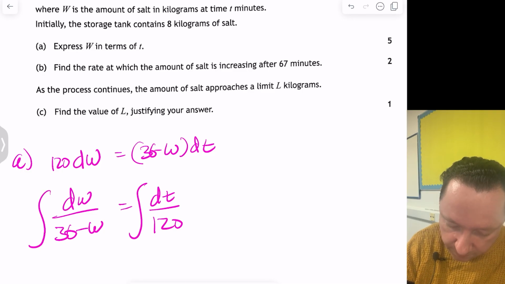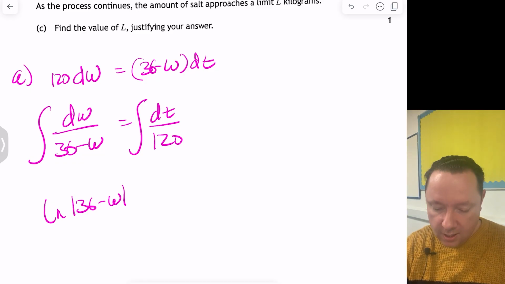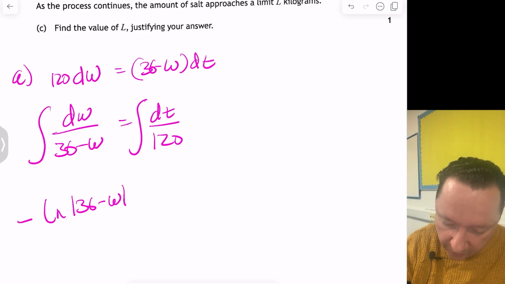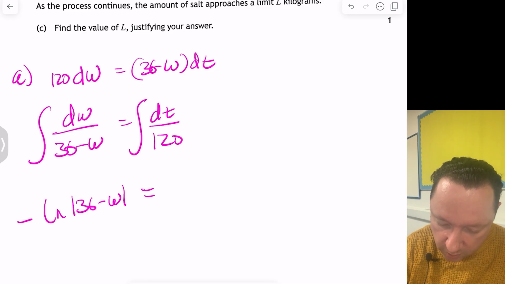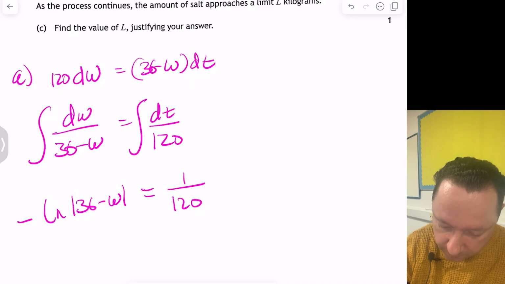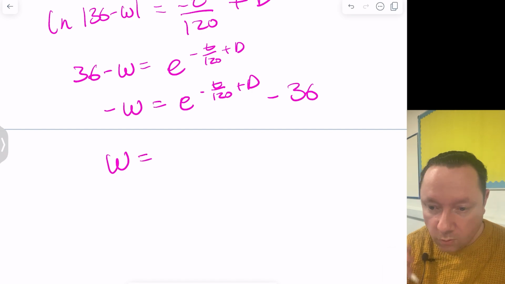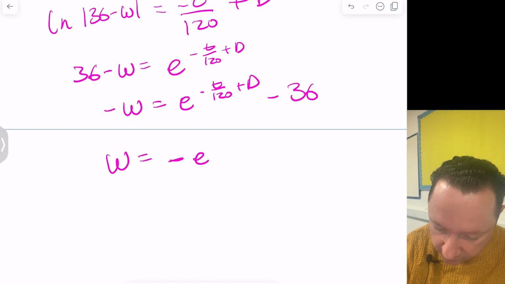Integrate both sides in. That's a log for this one, so it's the log of 36 minus W, but chain rule, remember, applies, so times minus 1. That equals, well, that's just 1 over 120. And we've got t. So it's t over 120 plus some constant, let's call that c. And therefore w equals minus e to the minus t over 120 plus d plus 36.